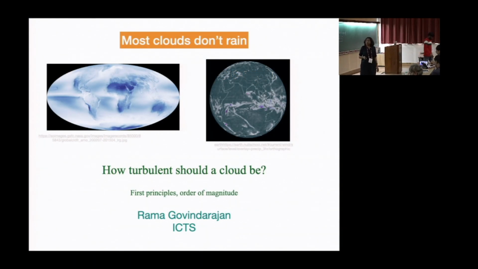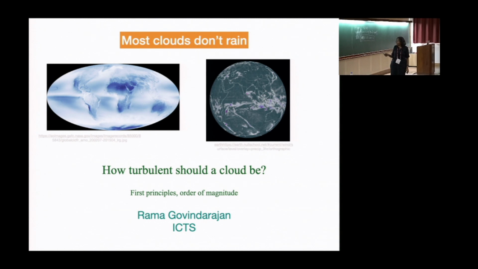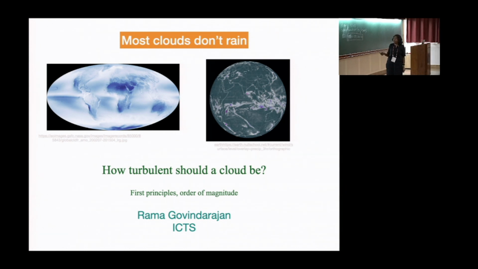Hi. Today we're going to do some first principles, order of magnitude estimates in this problem. The point is that if you look at the Earth at any time, you see that most of the Earth, like more than two-thirds, is covered by clouds. But this is the kind of typical places where it rains. So we can say that most clouds don't rain. So how do you distinguish what cloud has the potential to rain? That's the question we are asking.